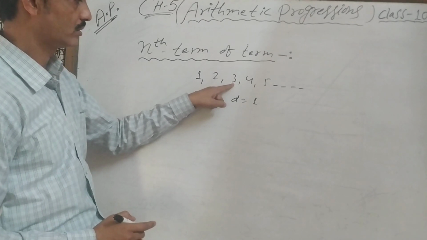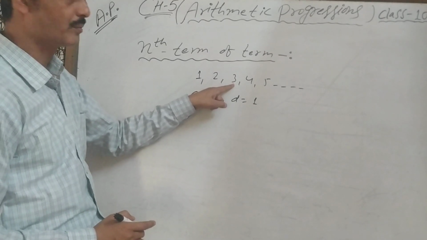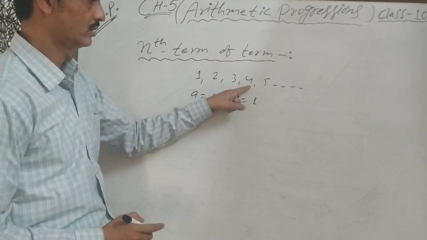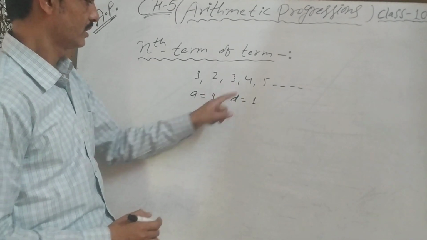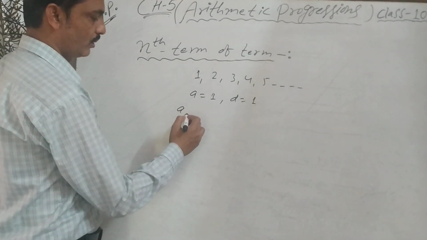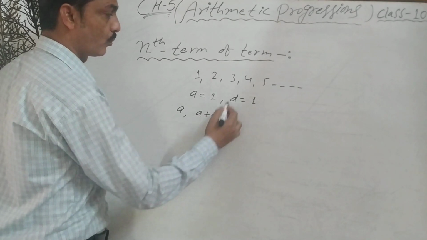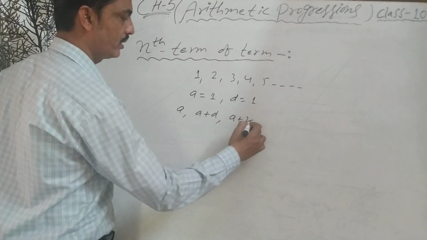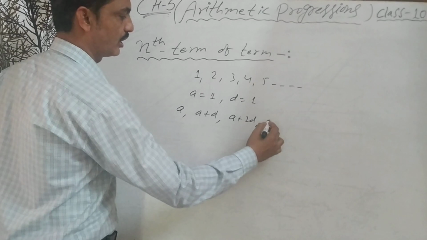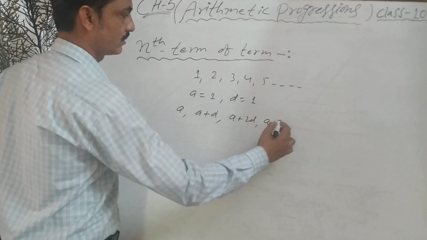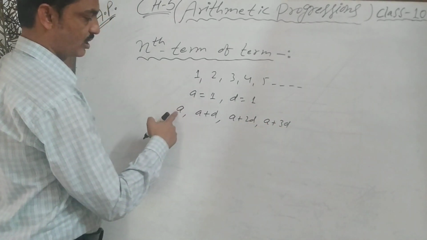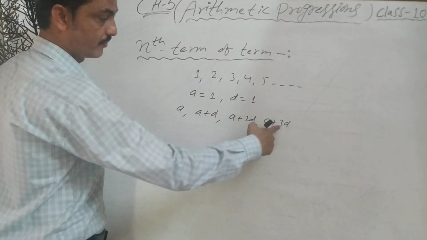What is the first term? A. What is the second term? A plus D. What is the third term? A plus 2D. What is the fourth term? A plus 3D. First term, second term, third term, fourth term.